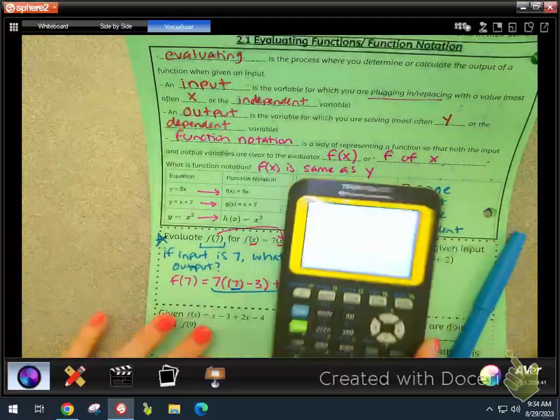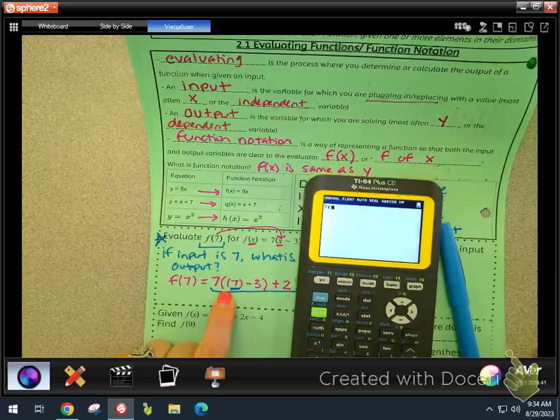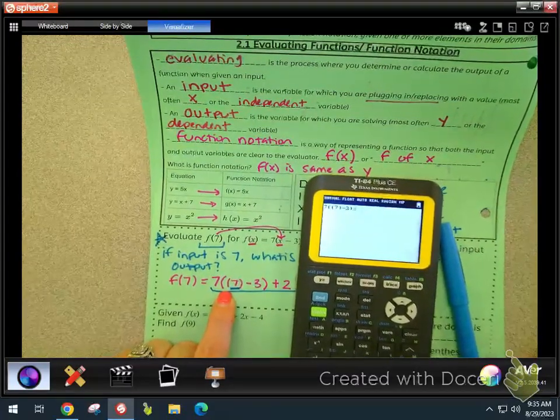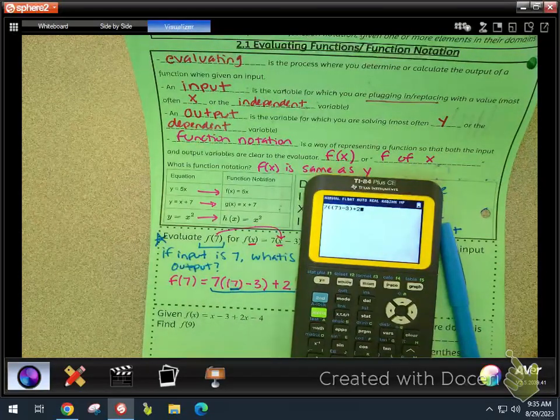So we can go to our calculator, and we can type 7, double parentheses, 7, minus 3, plus 2. Sometimes these can be really quick to type in. Sometimes they can take a little more work, especially if you got a lot of things going on.